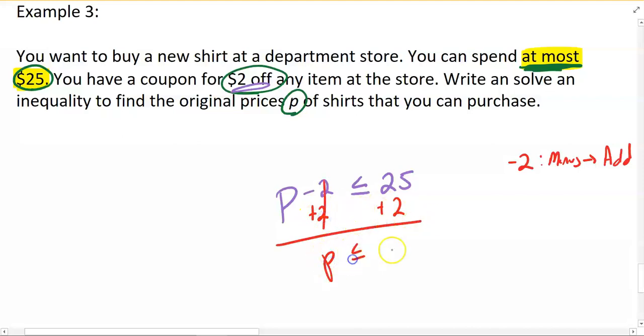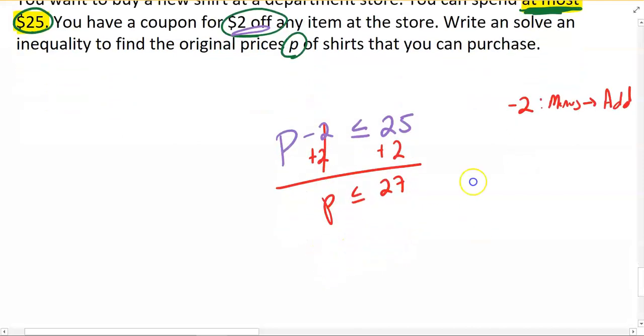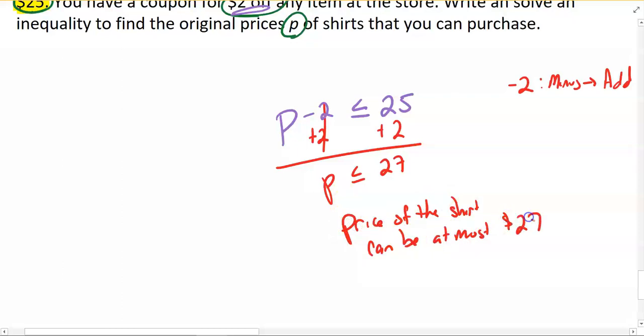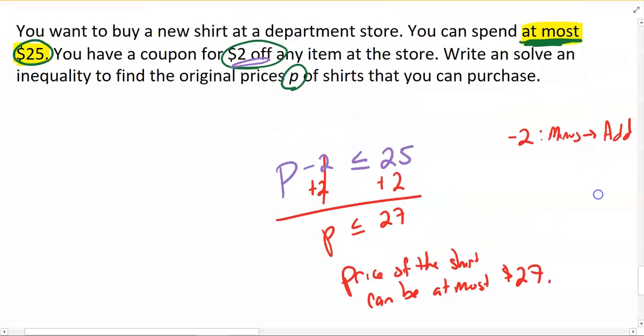So P is less than or equal to 27, meaning, and again, remember word problems require word answers. So the price of the shirt can be at most $27. And again, we use that at most from here because we were talking about that before, that it's at most a certain value. Okay, so that's everything for that problem, and that's everything for this lesson.